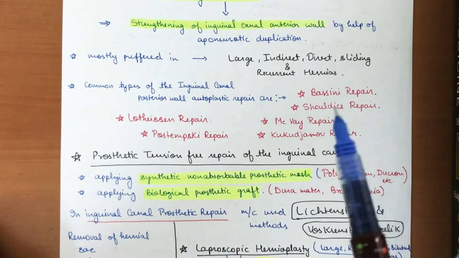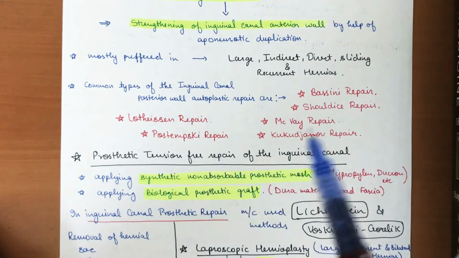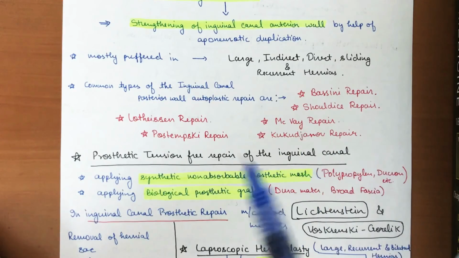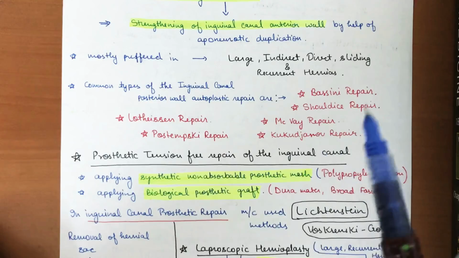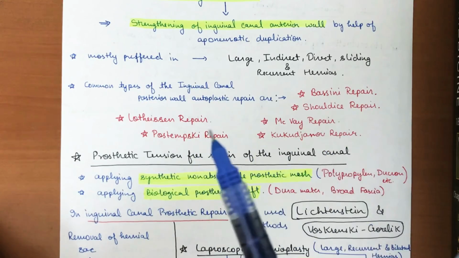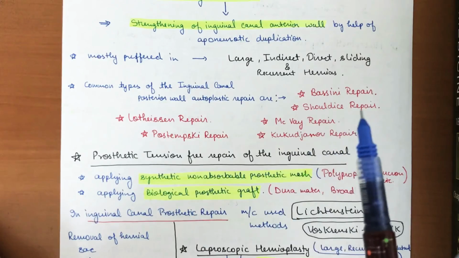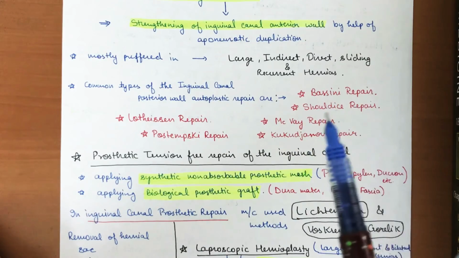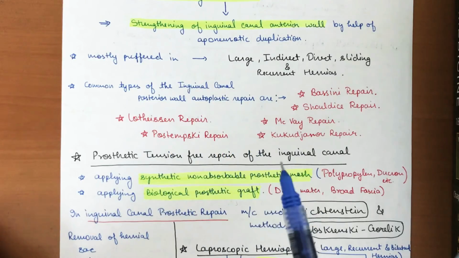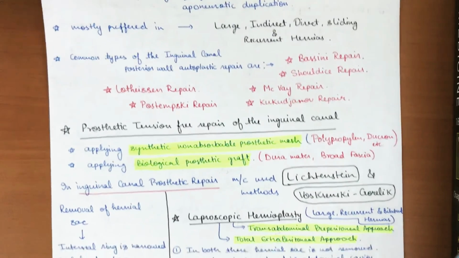You might see some Russian names here, as I already told you that I am making these notes from the Russian literature of my university, but I have tried to write some English literature also according to Love and Bailey, so you can see these also. These will be the Bassini repair, Shouldice repair, McVay repair, and Lotheissen repair. So this is everything that you need to know about these two methods.